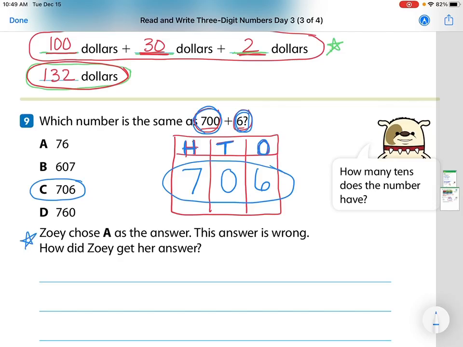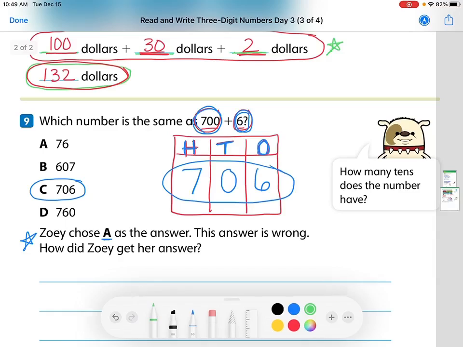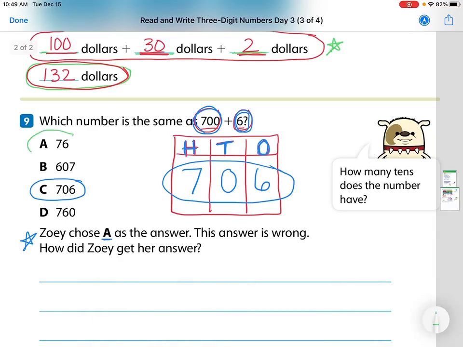The next part of this problem says, Zoe chose A as the answer. Let's all look at A, and I'm going to just circle A in green. Zoe chose A as the answer. The answer is wrong. We know that that is wrong. The answer is not 76. How did Zoe get her answer?